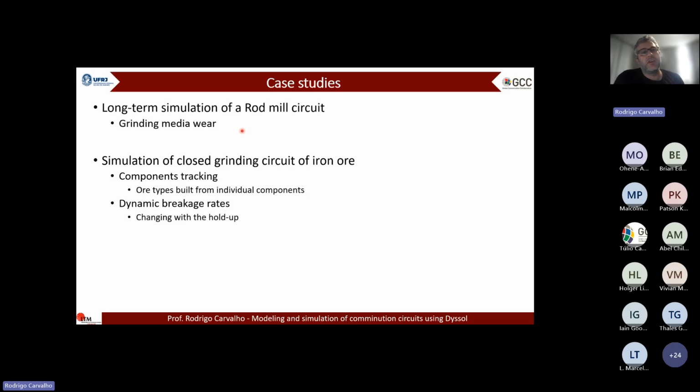The second case is a simulation of a closed grinding circuit of iron ore using the features of the Dyssol simulator that I'll talk about at the end of this presentation. In terms of component tracking and the dynamic breakage rates, we change the mill conditions and the composition of the hold up, and look at how these rates will change when you're dealing with multi-component ores.